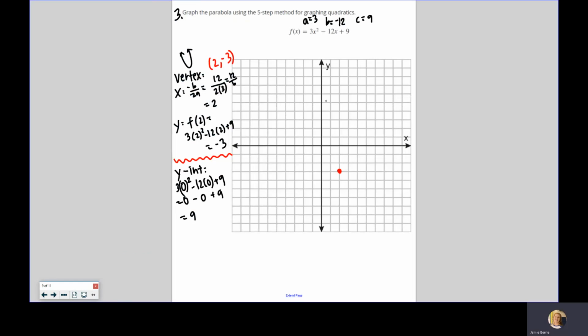All right, so here's the y-axis. That's the y-intercept. So it's where the graph crosses the y-axis. Let's count up to 9. 1, 2, 3, 4, 5, 6, 7, 8, 9.